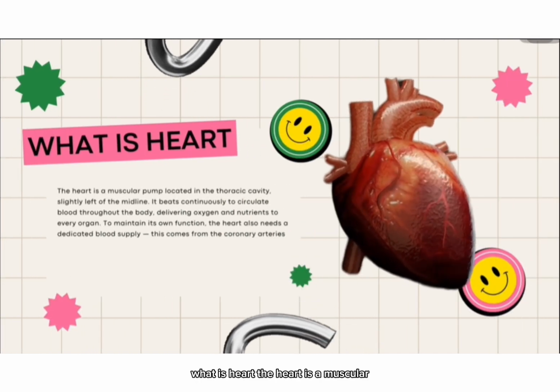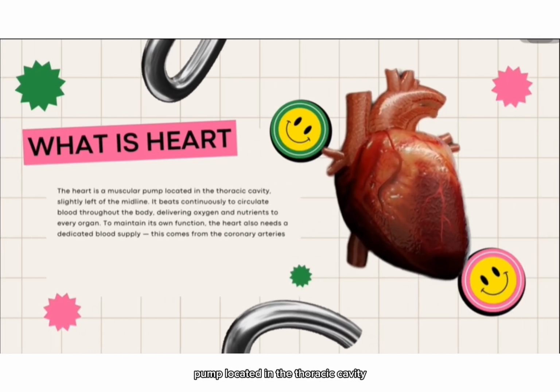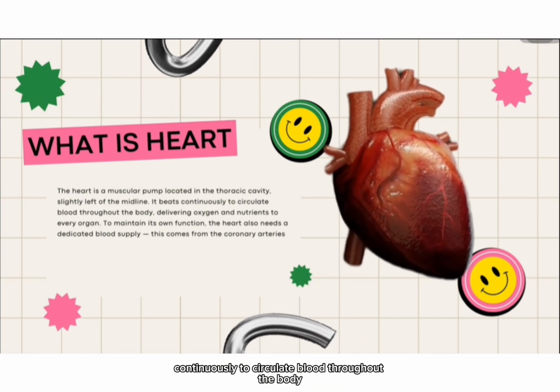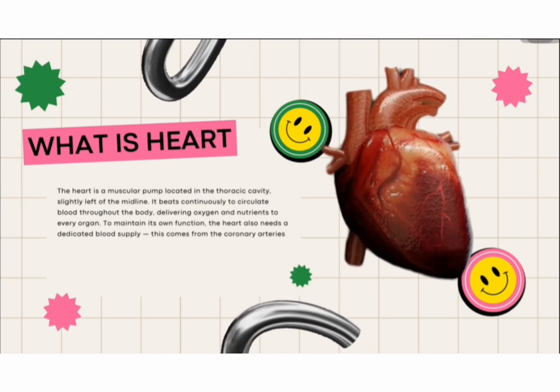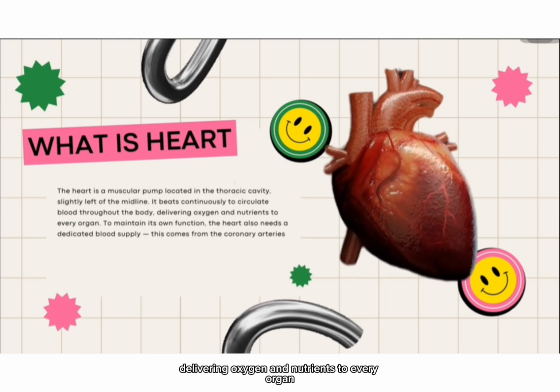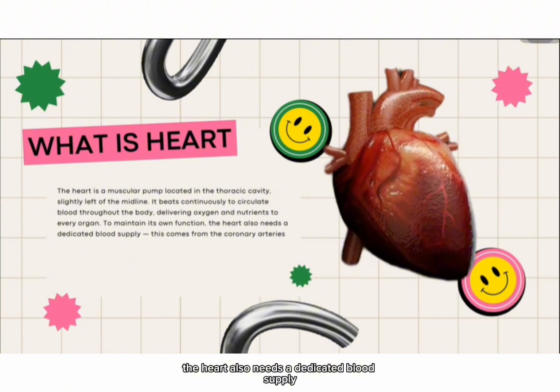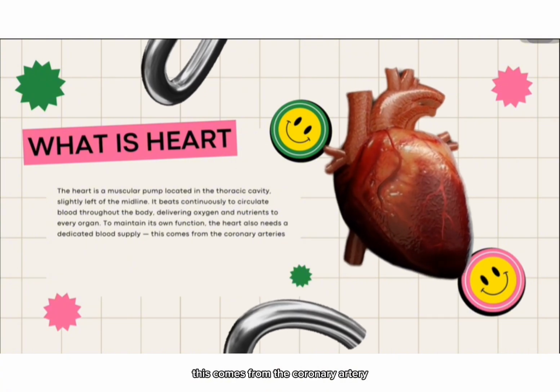What is the heart? The heart is a muscular pump located in the thoracic cavity, slightly left of the midline. It beats continuously to circulate blood throughout the body, delivering oxygen and nutrients to every organ. To maintain its own function, the heart also needs a dedicated blood supply. This comes from the coronary artery.